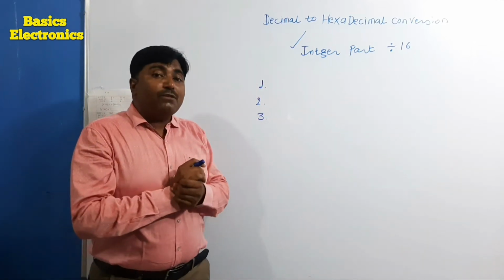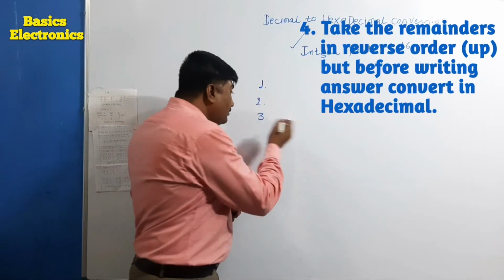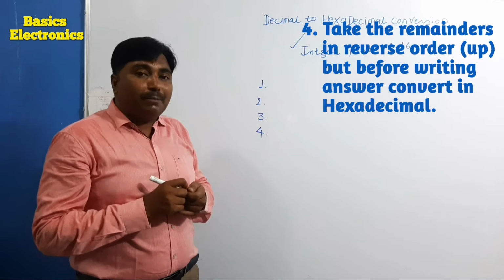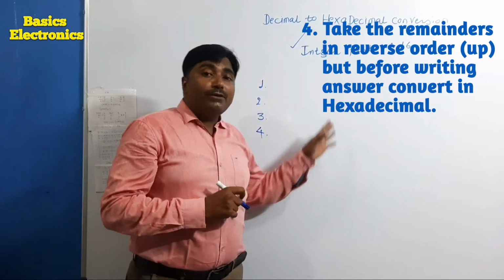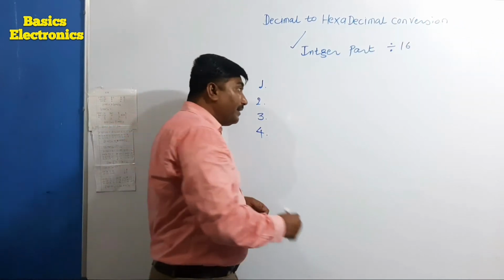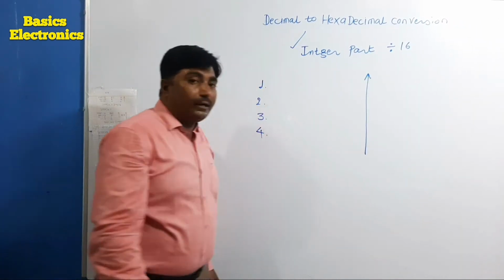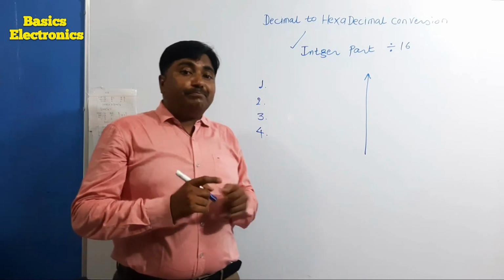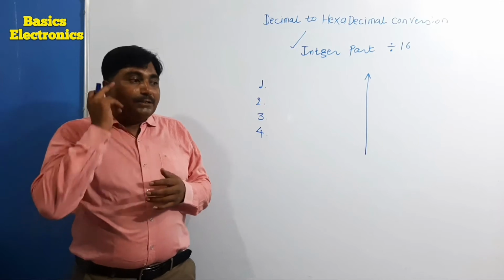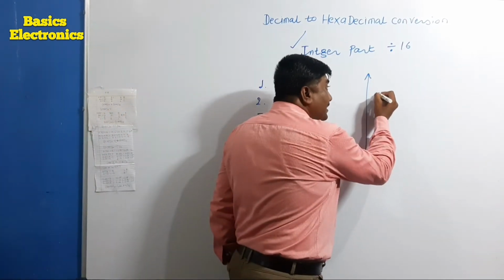After each division, we have to record the remainder. Now, like in the decimal to binary conversion, in the double method, we take the remainders as the answer. Here again, we have to take the remainders in the reverse order. But one care we have to take here is about the remainders we get. The remainders are less than 16.